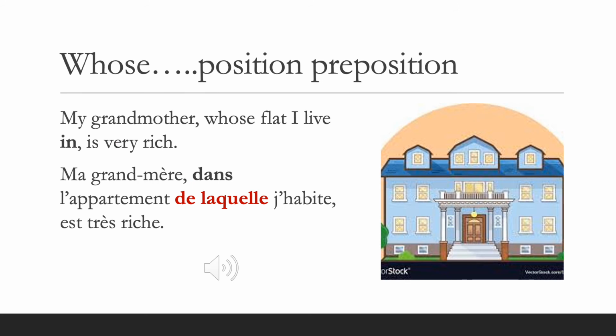Now, this becomes complicated when your whose is linked to a position preposition, such as in, next to, opposite, etc. You might want to skip this bit, it's quite tricky. You're still expressing possession, but because you have a preposition in your sentence, you need to use the words such as lequel, laquelle from the table I've just given you earlier on. So if you want to say, my grandmother, whose flat I live in, is very rich, effectively what you're saying is in the flat of whom I live.